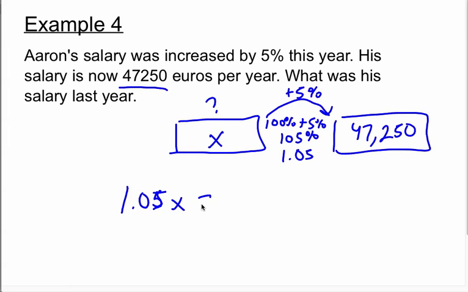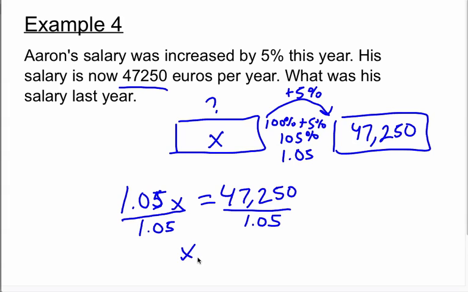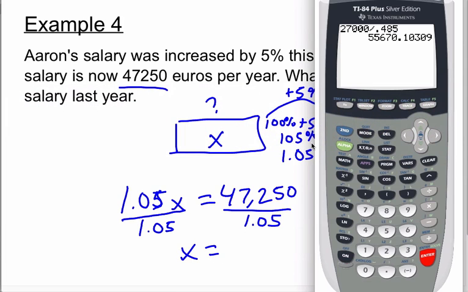So what's happening here is we have 1.05 times x equals 47,250. Alright, so the original amount is increased by 5% and it gives you the new amount of 47,250. So to solve this equation, we divide both sides by 1.05 and we'll get the original amount.